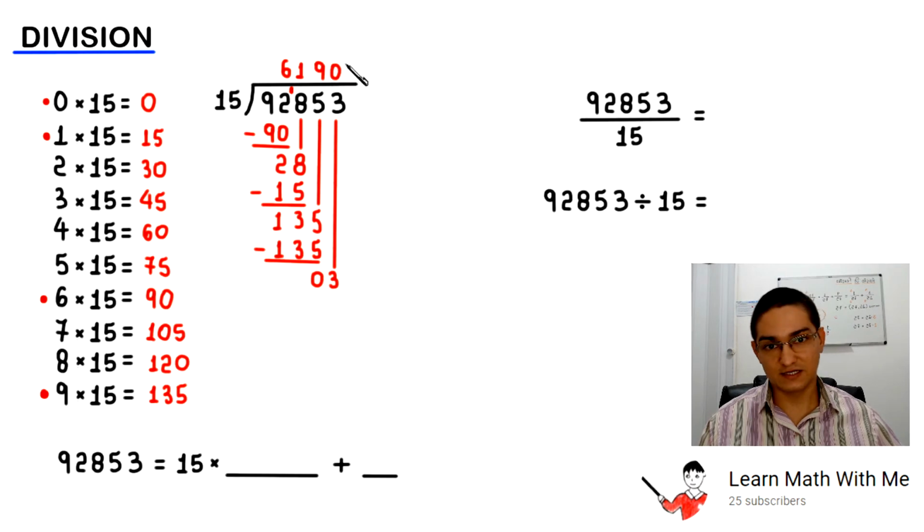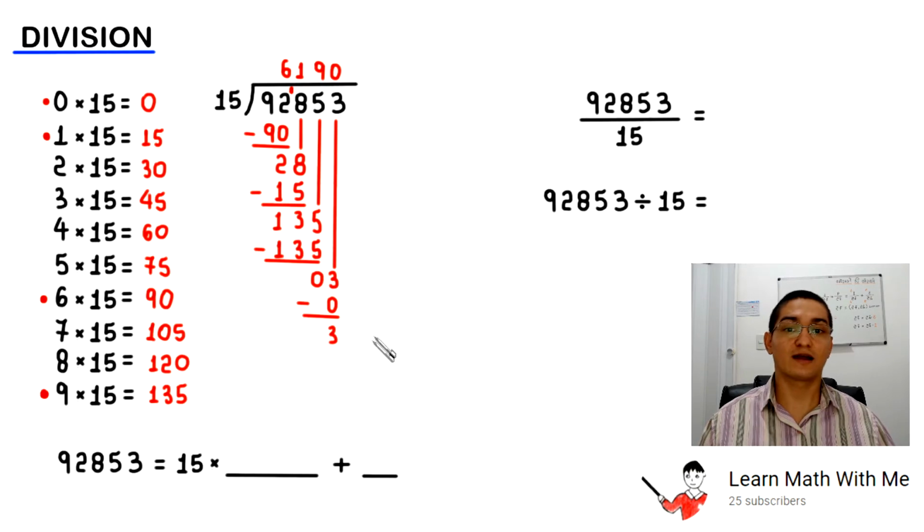0 is what I write here. Since 0 times 15 equals 0, that's what I write here. And then I do this easy subtraction. 3 minus 0 is still 3, right? So there are no other digits to bring down. What does that mean? Well, that means that when you divide 92,853 by 15, the whole quotient is 6,190 and the remainder is 3.